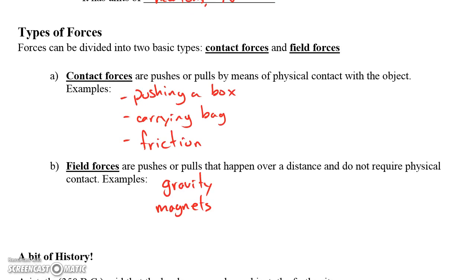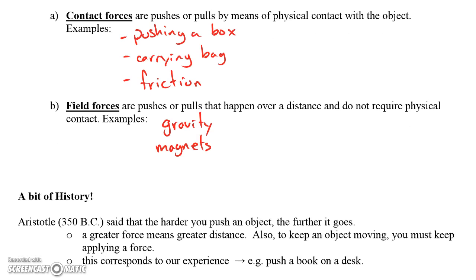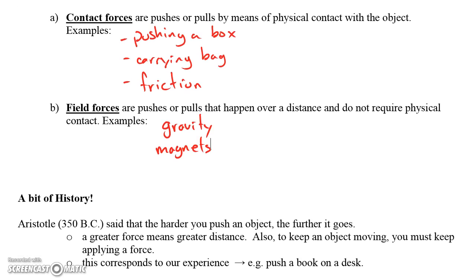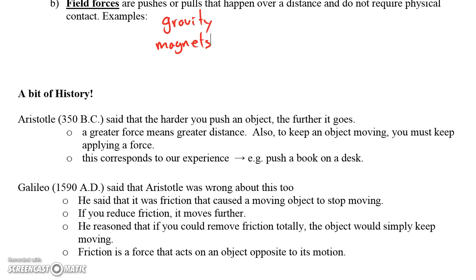Now let's do a little bit of history. We talked about history between Galileo and Aristotle once before. Here it comes again, kind of the same outlook. Aristotle said the harder you push on something, the further it goes. Logically, true. So the greater force, greater distance, and the object will keep moving when you apply the force. And this is what we see. But there are some fundamental ideas here that Aristotle did not investigate. Galileo did. Aristotle was wrong again.